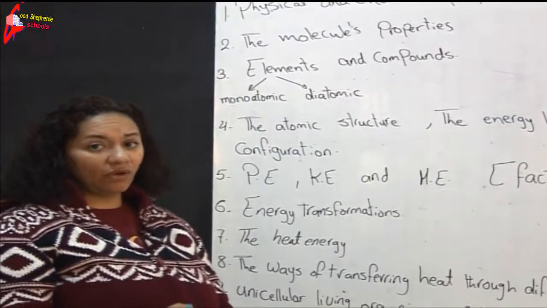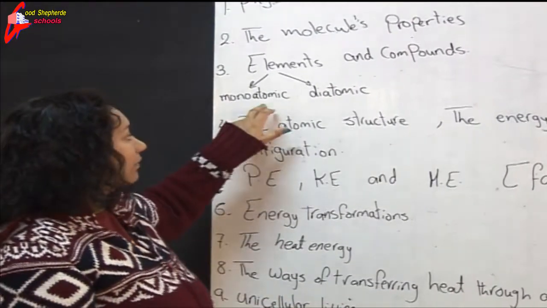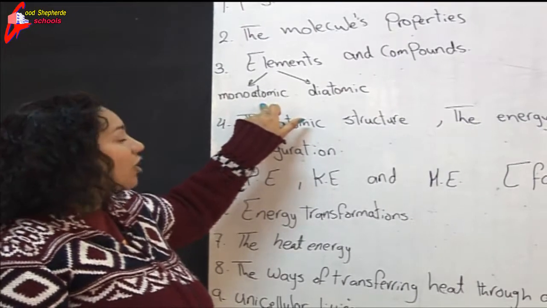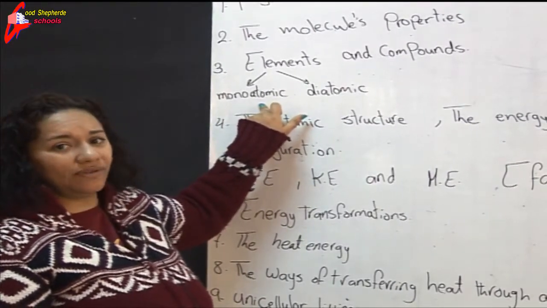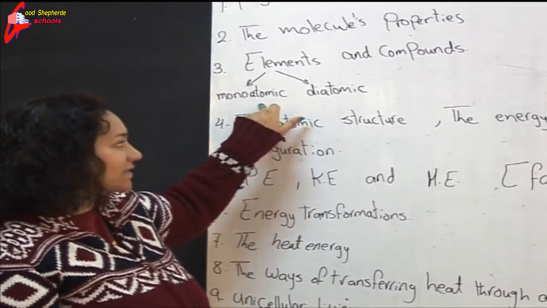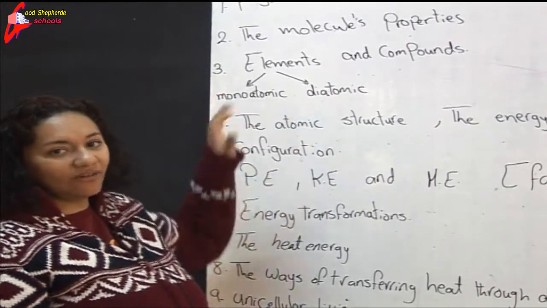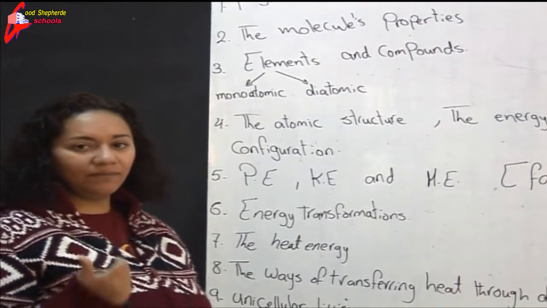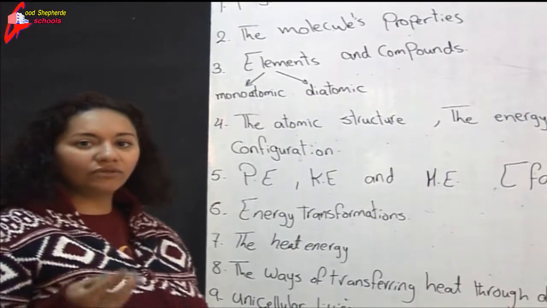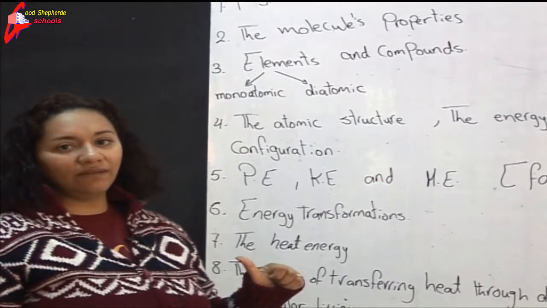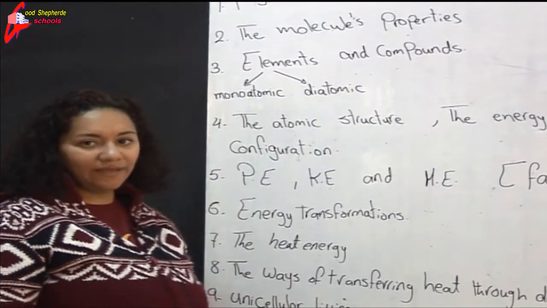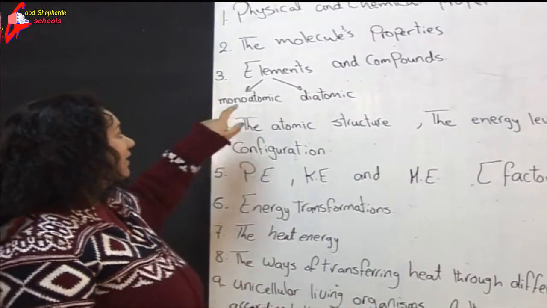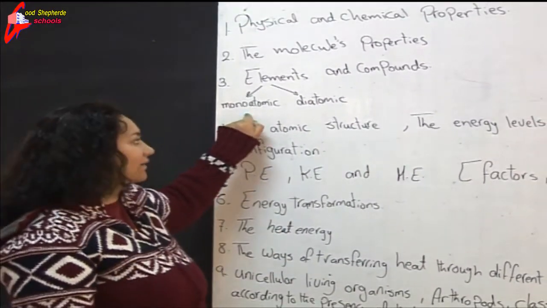The only liquid monoatomic molecule element is mercury, and the gases are the inactive gases, or the noble gases, or the inert gases, and they are 6 gases. So again: helium, neon, argon, krypton, xenon, radon.